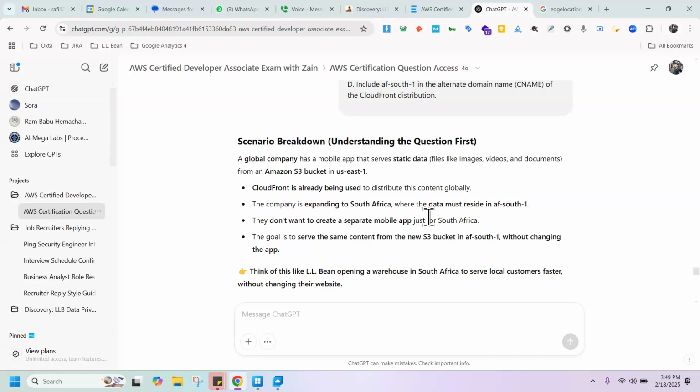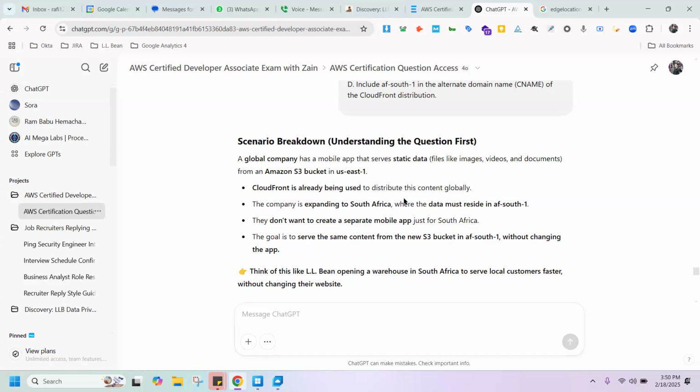Okay, now you can read it again. A global company has a mobile app that serves static data like files, images, videos, and documents from an Amazon S3 bucket in US East 1. US East 1 is the America region. Suppose the global company has a mobile app that only has static content, meaning only images, video, and documents. This static content is saved in an S3 bucket, and the S3 bucket is hosted on the USA region.